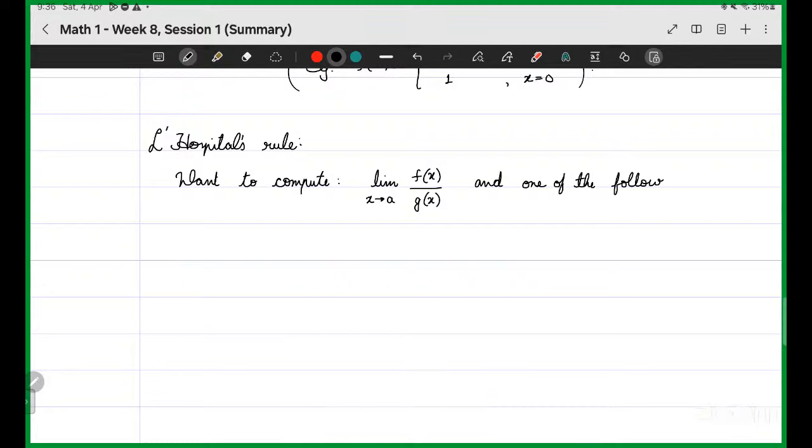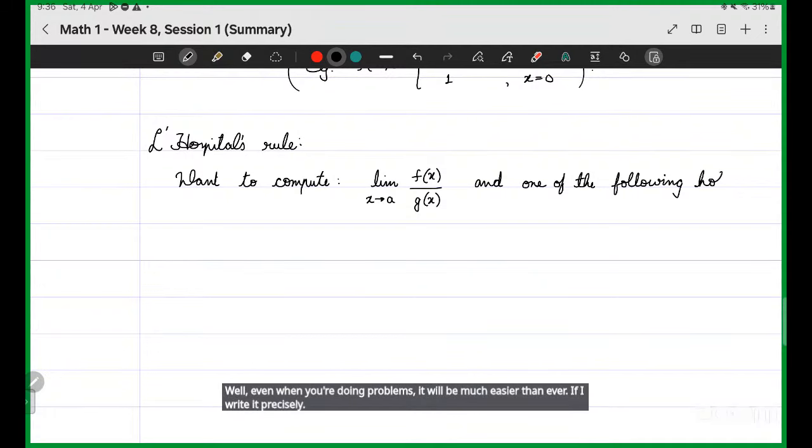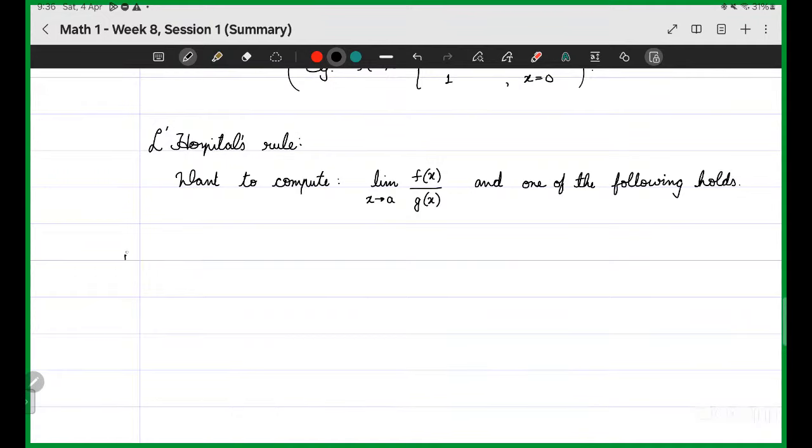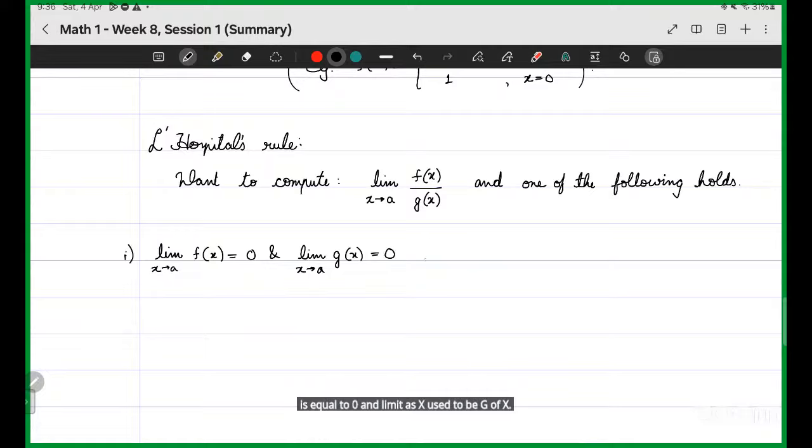Well, when you're doing problems, it will be much easier than if I write it precisely. The limit as x goes to a of f of x is equal to 0 and the limit as x goes to a of g of x is equal to 0, or the limit as x goes to a of f of x is infinity. It could be minus infinity also.